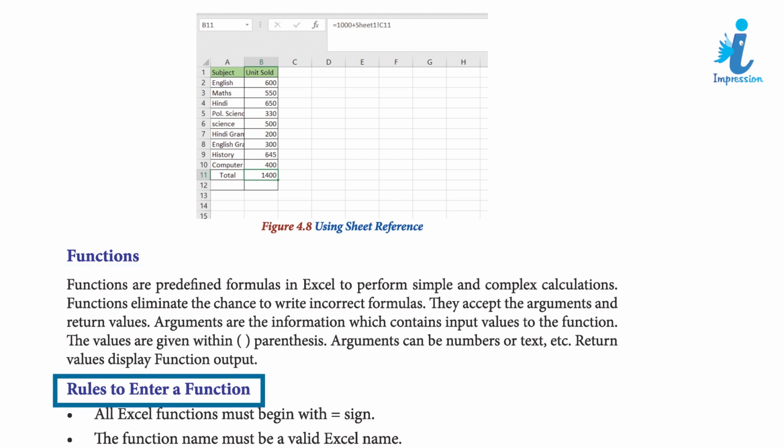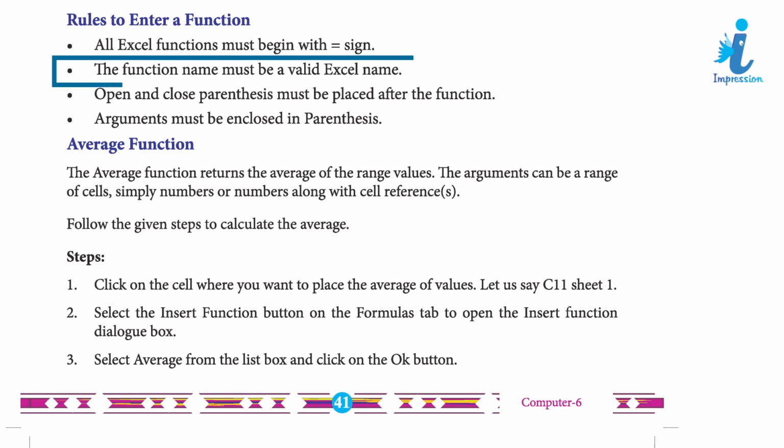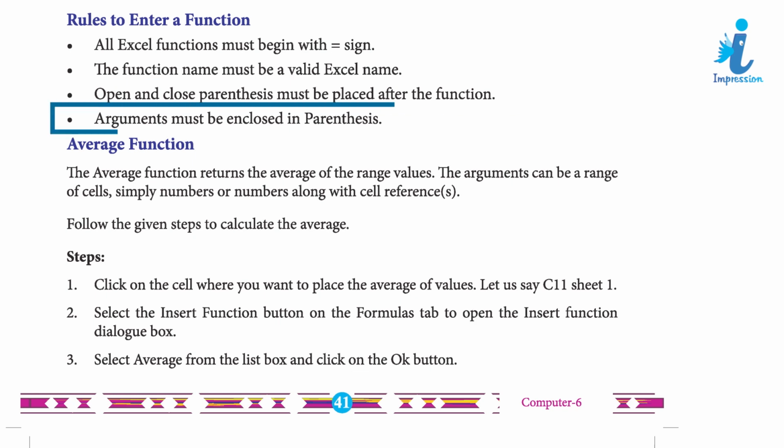Rules to enter a function. All Excel functions must begin with an equals sign. The function name must be a valid Excel name. Open and close parentheses must be placed after the function name. Arguments must be enclosed in parentheses.